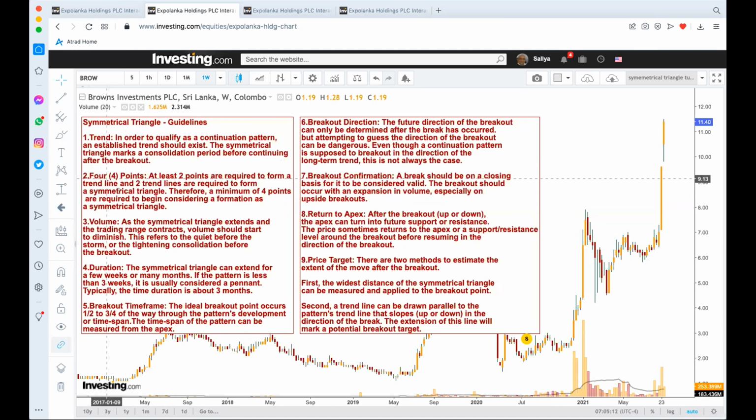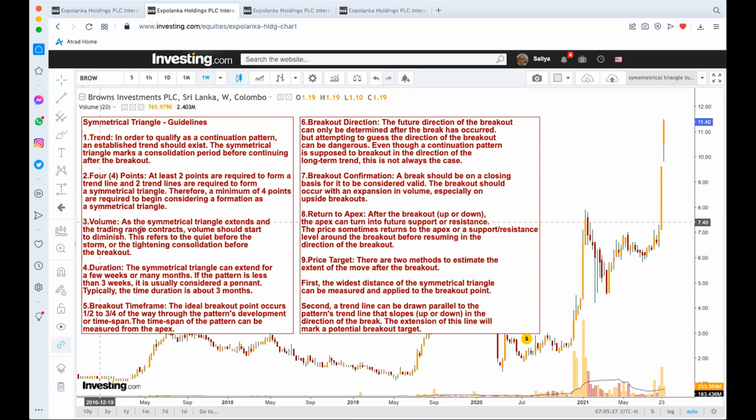Then you need to have 4 points. At least 2 points are required to form a trend line, and 2 trend lines are required to form a symmetrical triangle. So you need 2 price points, and at the same time 2 trend lines. We will be looking at them. Therefore, a minimum of 4 points are required to begin considering a formation as a symmetrical triangle.